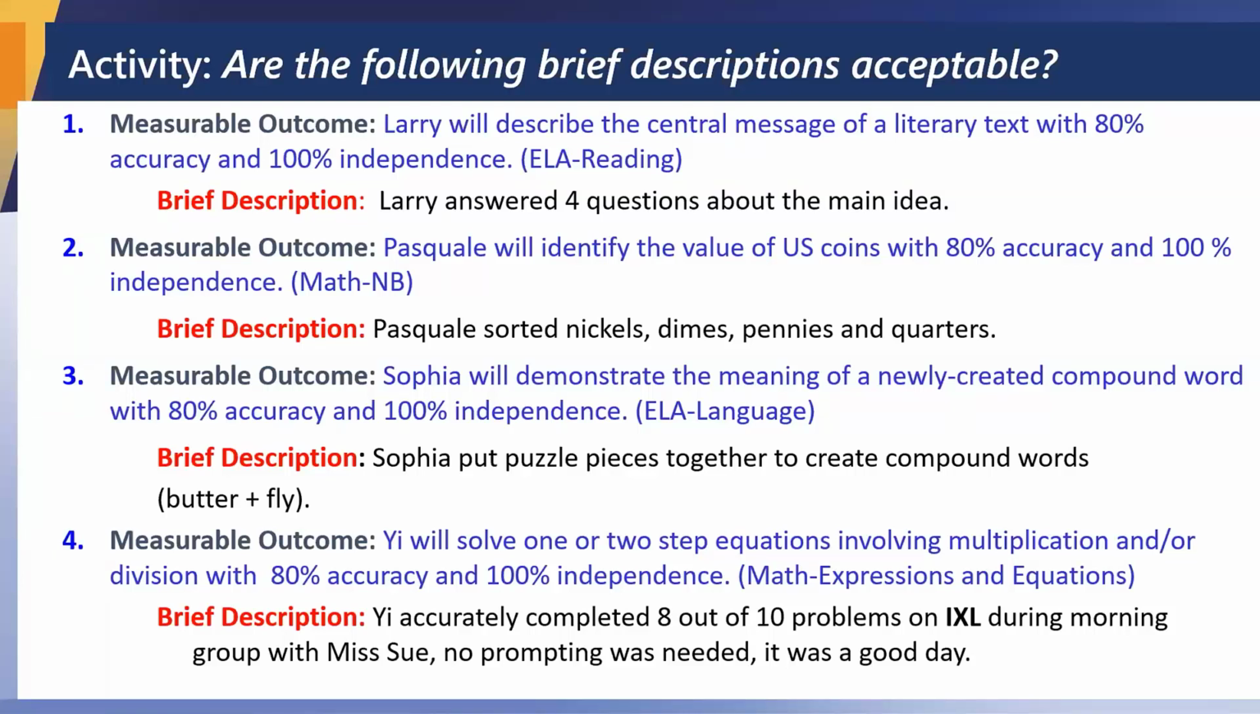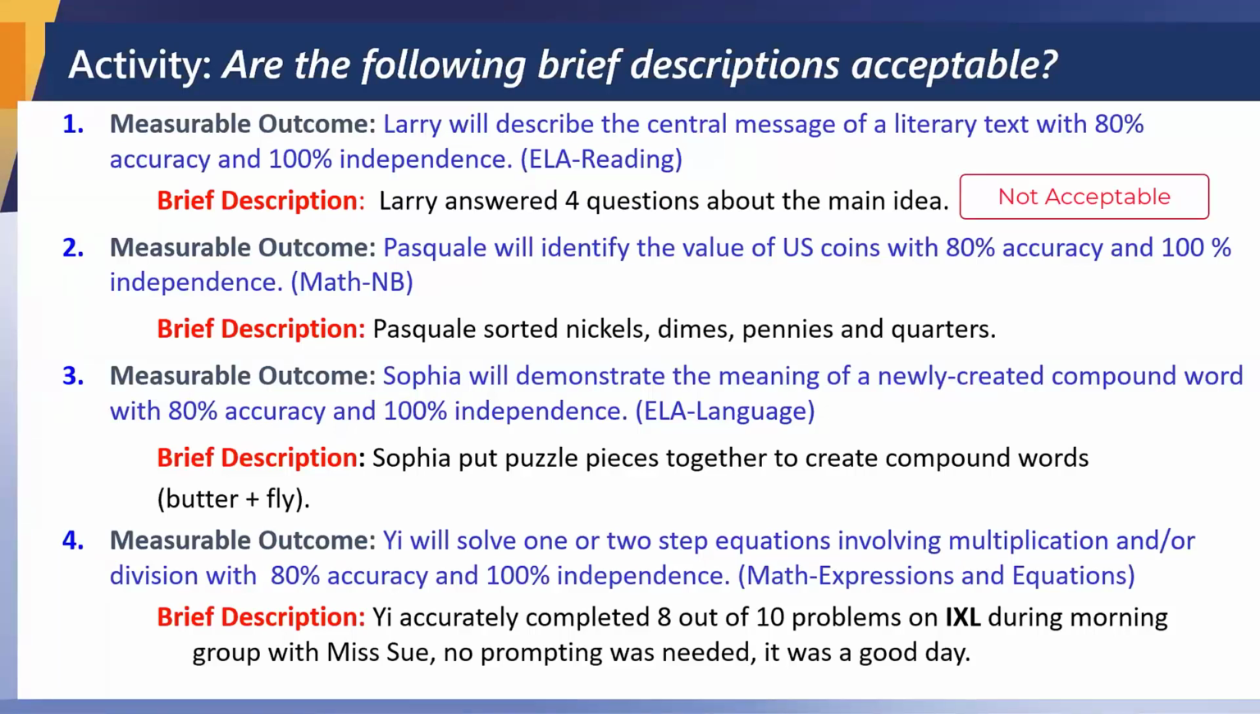Larry will describe the central message of a literary text with 80% accuracy and 100% independence. Larry answered 4 questions about the main idea. So for number 1, is that acceptable or not acceptable? Oh, great. Most of you participated. Thank you so much. So the majority of you said not acceptable. That is correct. And let's see why.